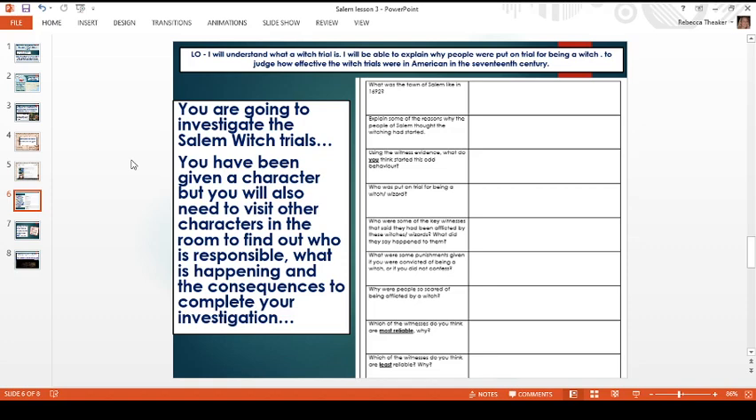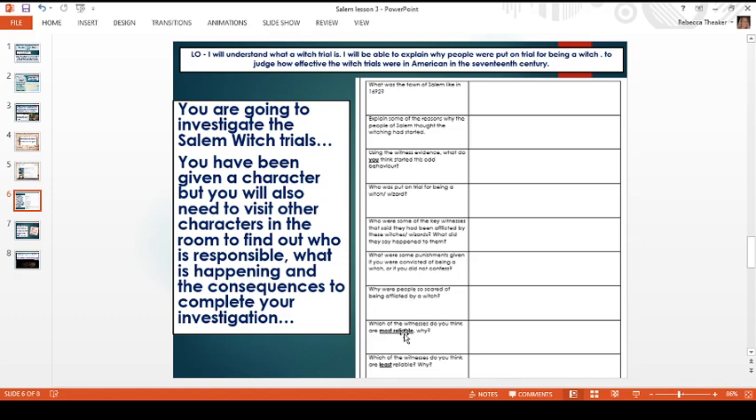Normally I would do this in a way where you would be given an individual character, so everyone in the class would play a different character and then you would all speak to each other about your character, but obviously we can't do that. So instead, you'll be sent over a Word document, which is your investigation sheet, and it's got some questions down the left hand side that you need to answer. You're going to answer those questions by reading the character cards.